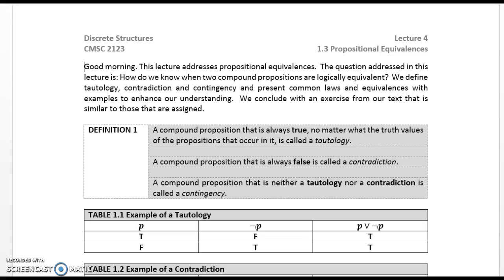Good morning. This lecture addresses propositional equivalences. The question addressed in this lecture is, how do we know when two compound propositions are logically equivalent? We define tautology, contradiction, and contingency, and present common laws and equivalences with examples to enhance our understanding. We conclude with an exercise from our text that is similar to those that are assigned.